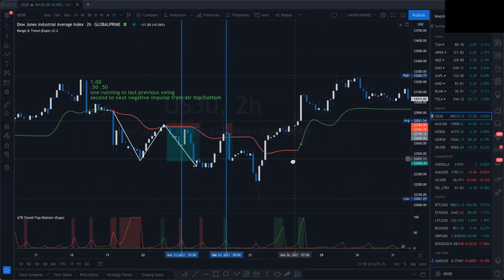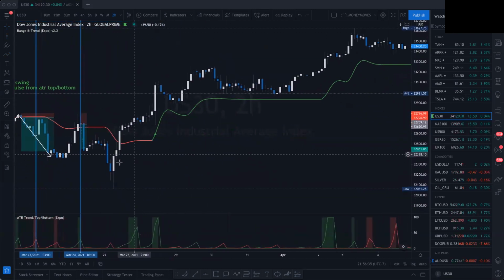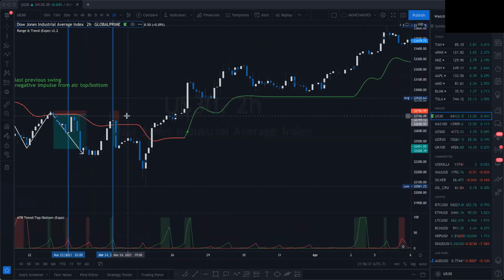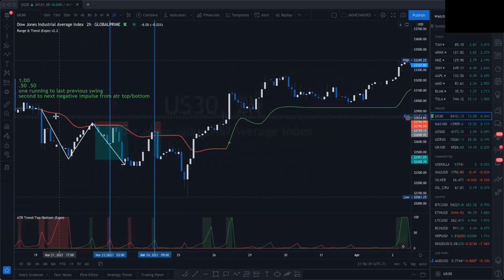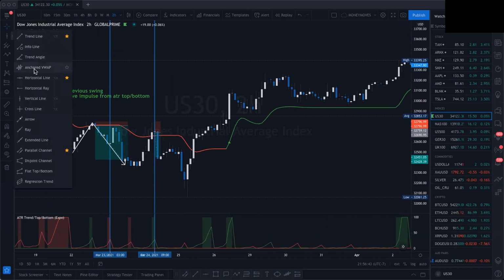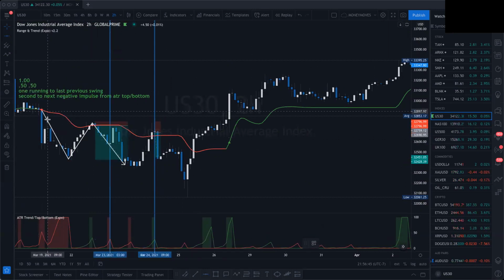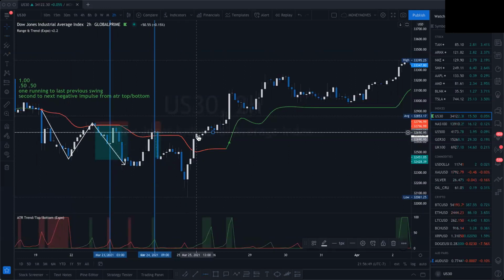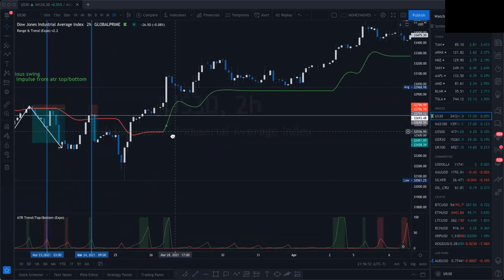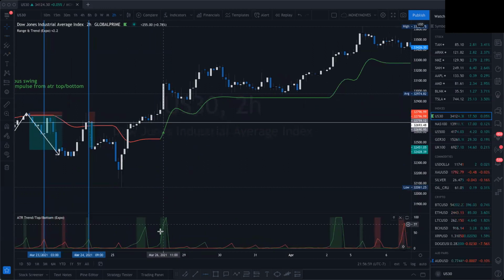So now we have a break up in structure to the top side, right? So now we have right here a break into our new trend. So we have this going on, and then the break of this last high, and now we have the beginning of an uptrend on this impulse candle. You can see that our trend line turned green, and then now our ATR top and bottom is green as well.